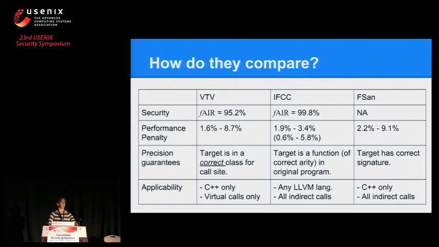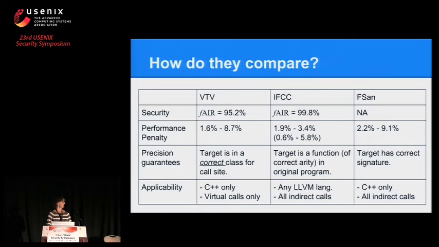Now, vtable verification can be applied to any C++ program, and it verifies only the virtual calls in the C++ program. Ifcc can be applied to any program that LLVM compiles because it's all in the back end. It doesn't depend on the language at all, and it also tries to verify all indirect function calls. And FSAN falls in the middle of these two. You can only apply it to C++ programs, but it does verify all of the indirect calls in that program.